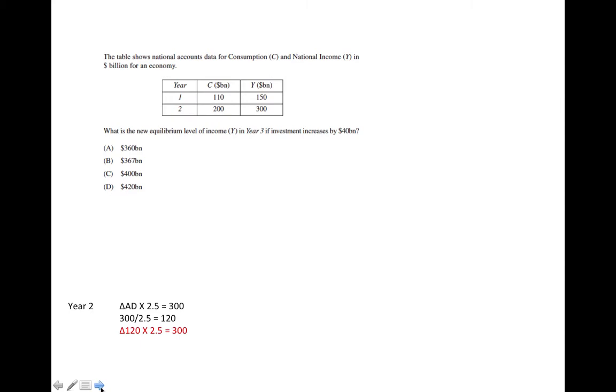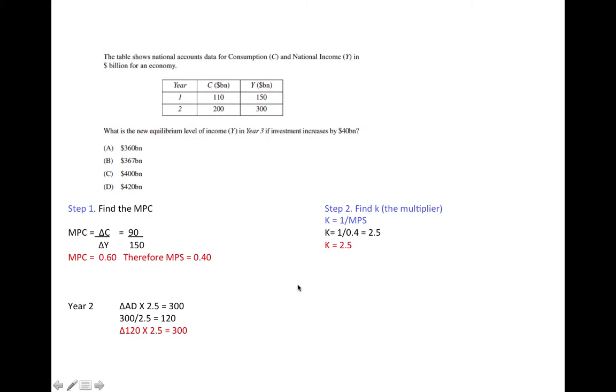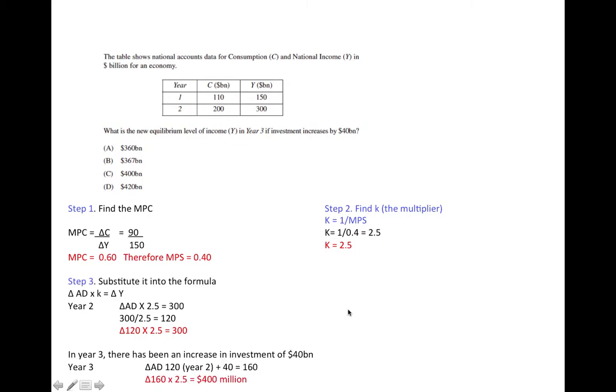All right, what happened here? Let's just get all this out here, and then I'll go through it. Okay, so this is a bit of a tricky question, this one actually. There's a bit to do in it for a multiple choice. But what it's asking is, the table shows national accounts for consumption and national income for an economy. What is the new equilibrium level of income in year 3 if investment increases by 40 billion?